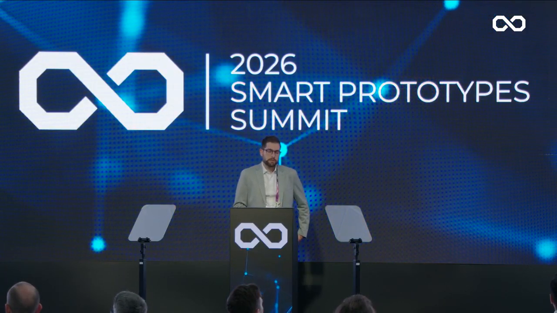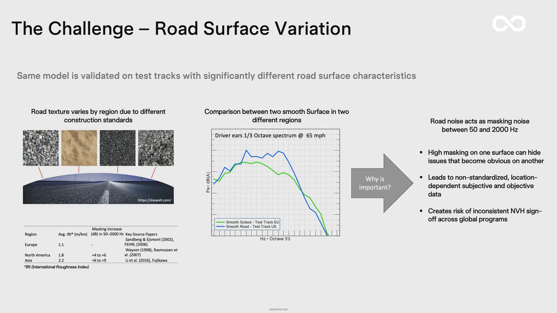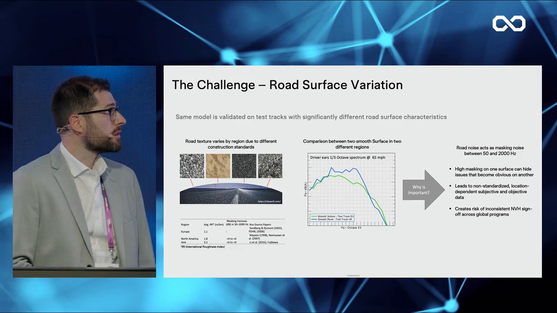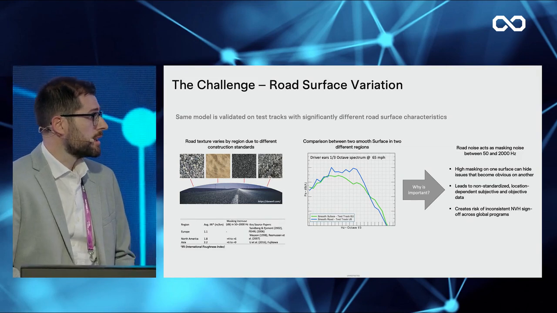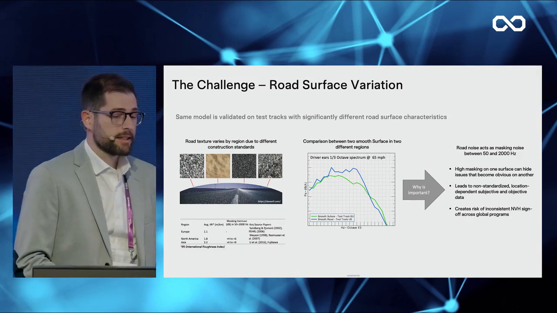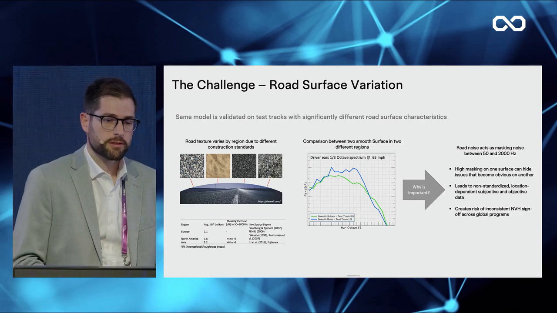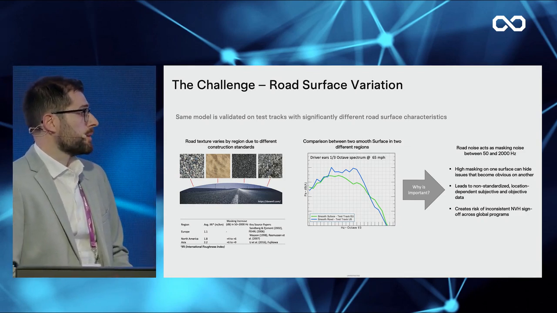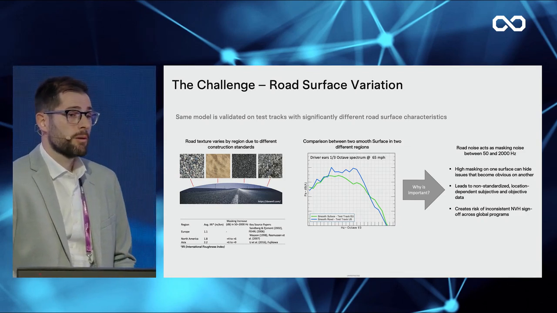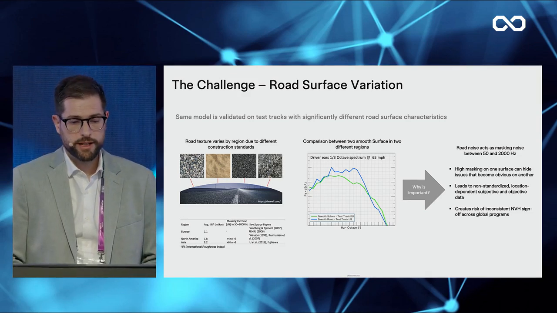Most of us who are involved in testing are really aware that road surface variation is one of the biggest variability issues during testing. In fact, the texture of the road can vary region by region due to different construction standards. Several studies investigated the average roughness of the roads across the world and highlight that, for example, in general, European surfaces are smoother compared to North American or Asian surfaces.